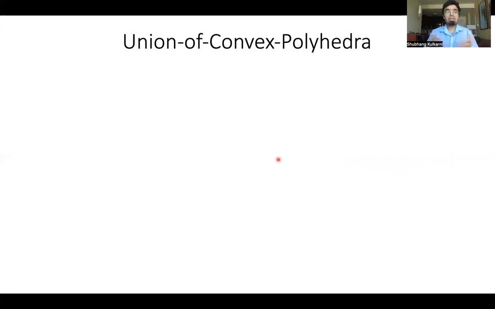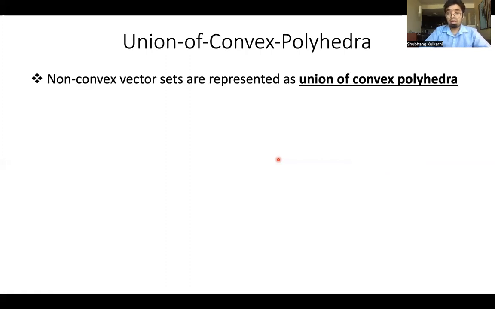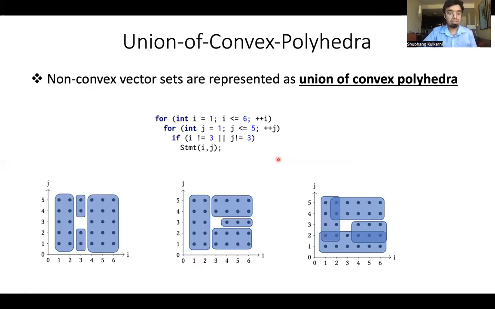We know that any interesting program would have conditional statements, so we need a way to actually represent non-convex vector sets. Currently, these vector sets are represented using the union of convex polyhedra. This is simply, as the name suggests, decomposing the vector sets into various polyhedral sets. This representation need not be unique and can also be overlapping. If you look at the example from before, these are a few decompositions into polyhedral sets.